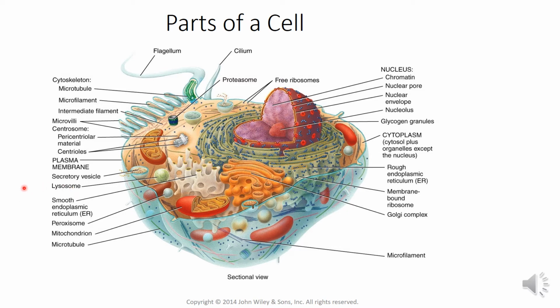So plasma membrane, this one. This blue color, this one is the plasma membrane. The plasma membrane forms the cell's flexible outer surface, separating the cell's internal environment from the external environment. That means it acts as a barrier, okay?